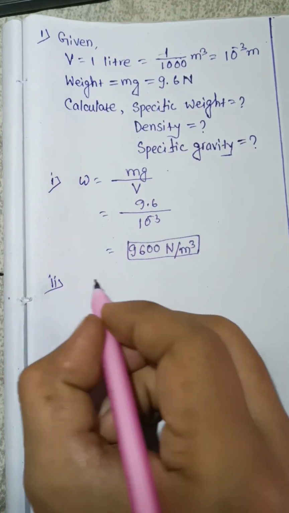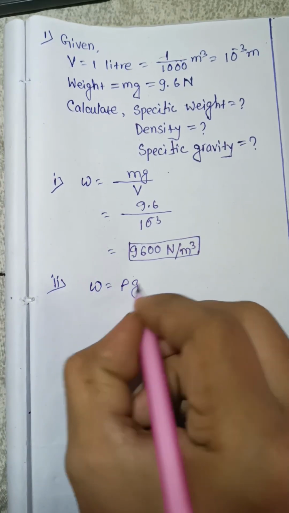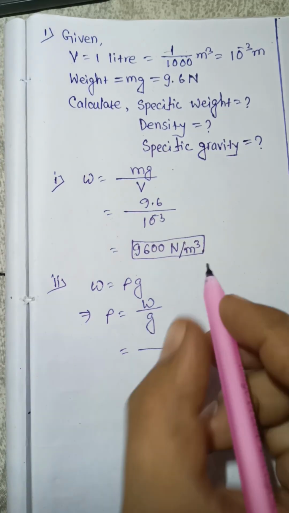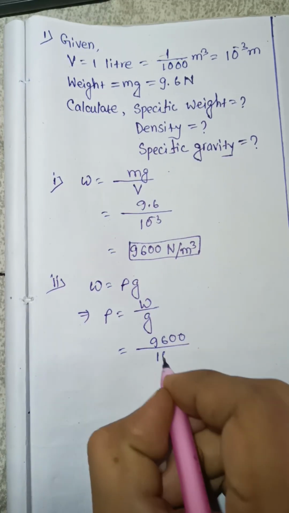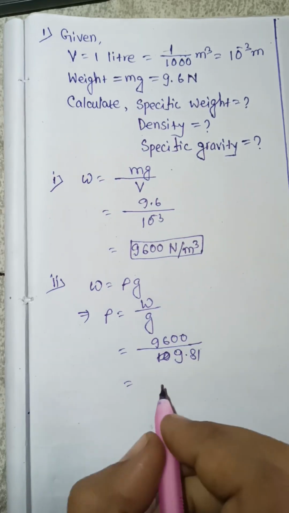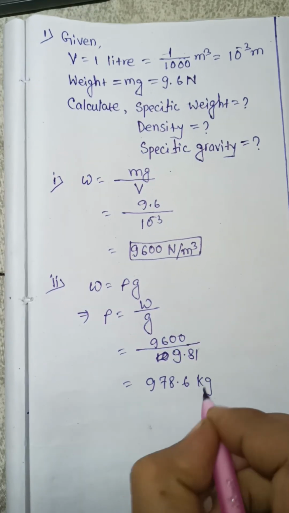Second answer, that is density. You have to calculate the density. We know that omega, the specific weight, is equal to rho into g. So rho is equal to omega by g. From here omega is 9600, and g, the gravitational acceleration, is 9.81. If you calculate that value, it will be 978.6 kg per meter cube.